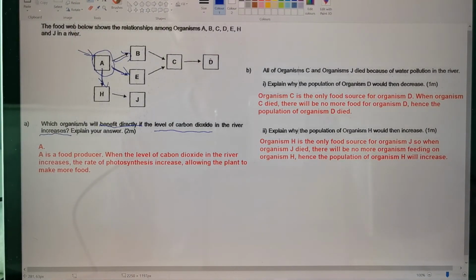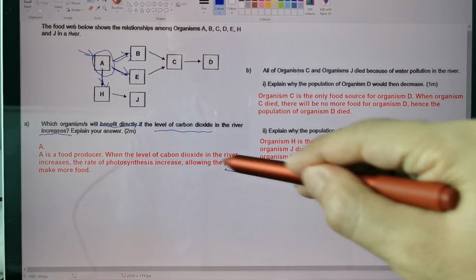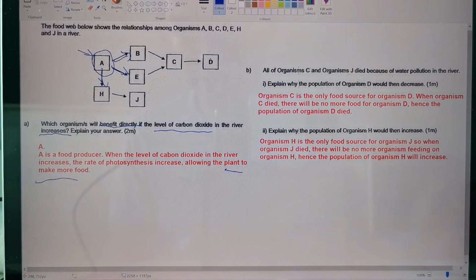When the level of carbon dioxide in the river increases, the rate of photosynthesis increases, allowing the plant to make more food. Now, when the plant can make more food, does it benefit the plant directly? Yes, definitely. Okay? So let's take a look at part B of the question.